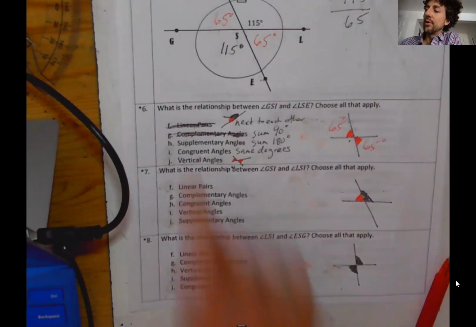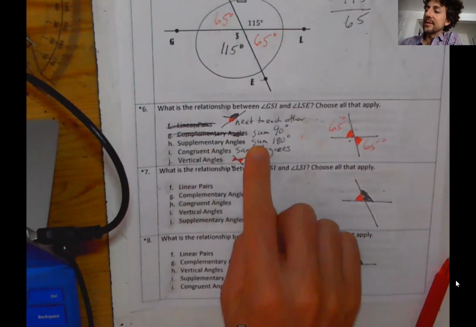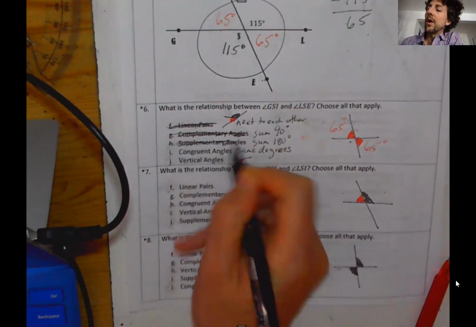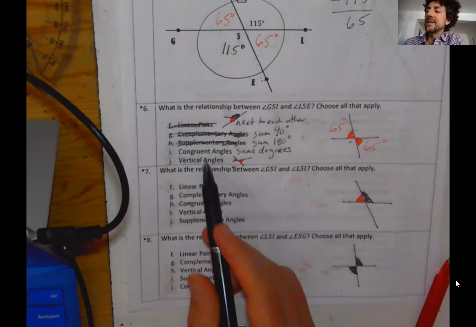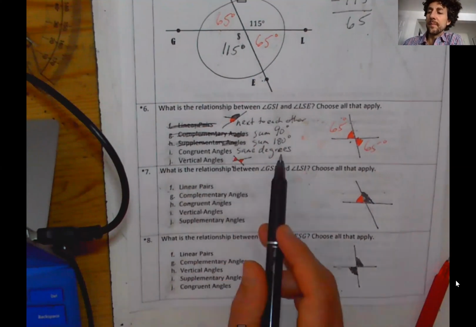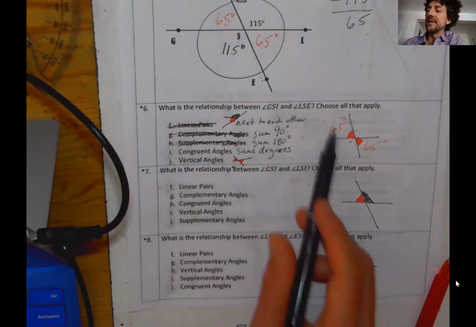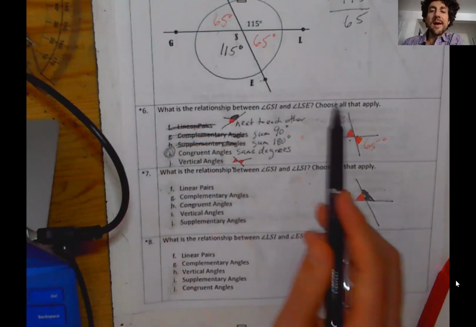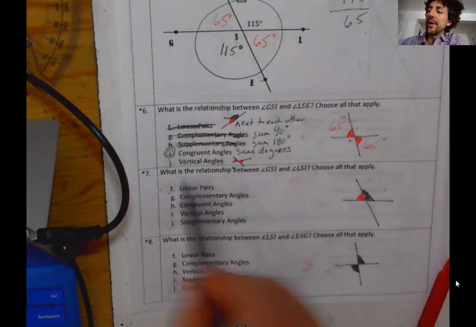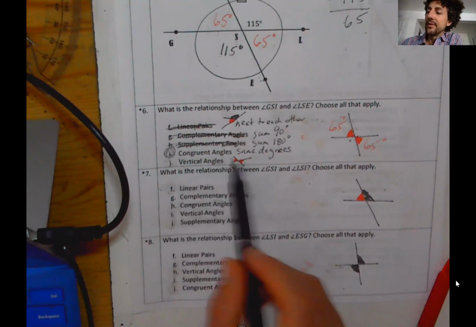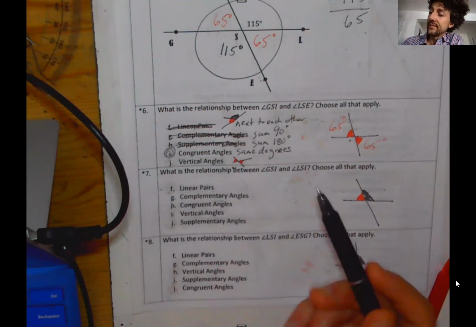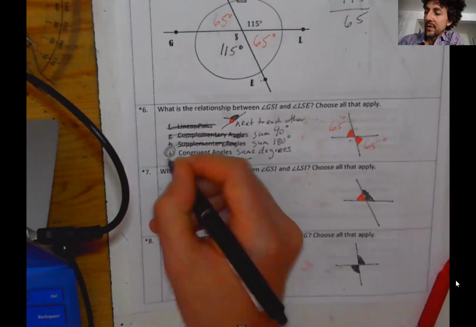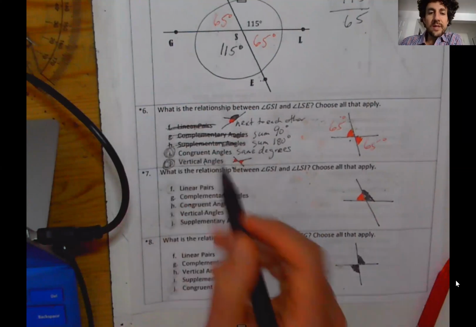Are they supplementary angles? Is their sum 180 degrees? No. It's 130. Are they congruent angles? Do they have the same degree measure? Are they equal? Yes, they're both 65 degrees. And remember, this is a choose all that apply question. Are they vertical angles? Are they opposite each other? Yes, they are. They're not next to each other. They're across from each other. They're opposite each other. So they're vertical angles and they're congruent.